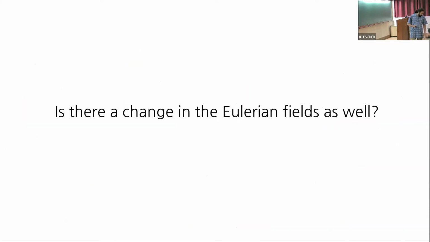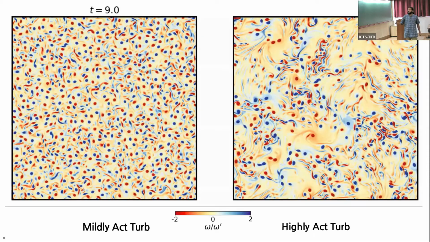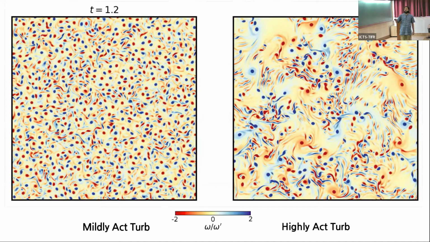So far, what we found is that increasing the activity changes the Lagrangian picture. Then the question is, does it also change the Eulerian picture? What's happening to the fields themselves? So I want to show you here, again, the left-hand side is just a movie of mildly active turbulence, which you saw earlier. On the right is a very highly active turbulence.